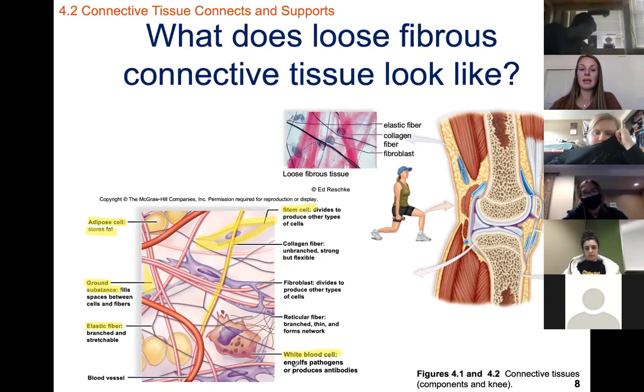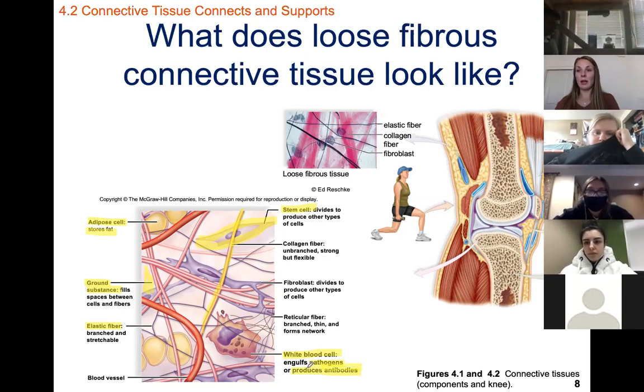Here's an example of a white blood cell, which we talked about with what makes up your blood. It engulfs pathogens and produces antibodies. So your white blood cells help fight off infections. Like I said, they engulf pathogens, so that would be invaders or foreign substances, or they help produce antibodies, which is another trigger word that we talked about in class. And we talked about how maybe some of you have been known to have the COVID antibodies. Antibodies fight off foreign substances.